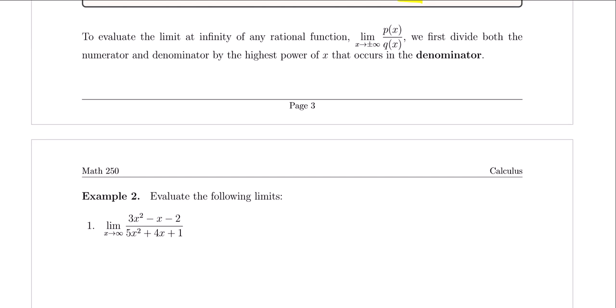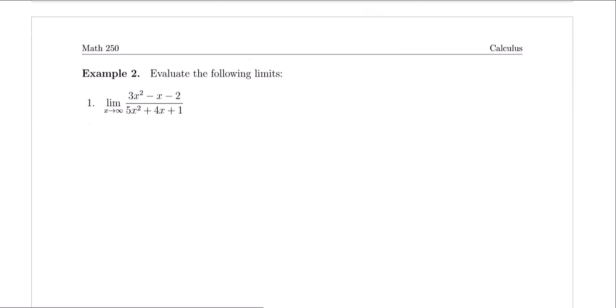To evaluate the limit at infinity for any rational function, like the limit as x approaches either positive or negative infinity of p of x over q of x, the key is to divide, or what I would like to consider instead, factor both the numerator and denominator, and this is important, by the highest power of x that occurs in the denominator. So the key is to look at the denominator and identify which x has the highest power, or in other words, which is the x to the highest degree, and we're going to factor that from everything. Let's take a look at a couple of examples here.